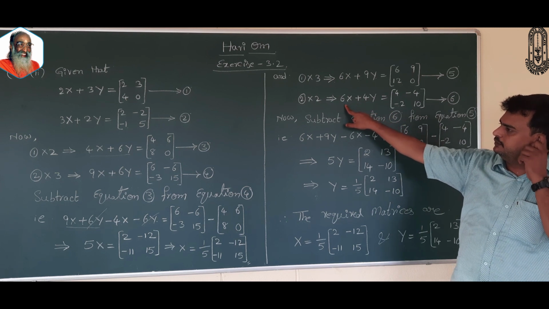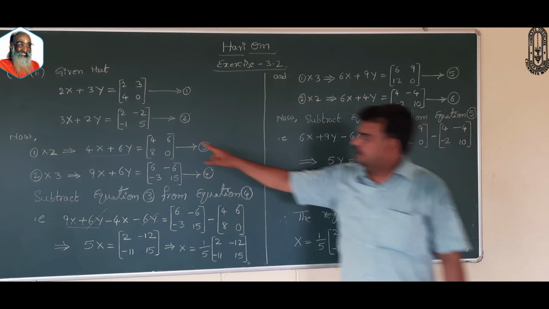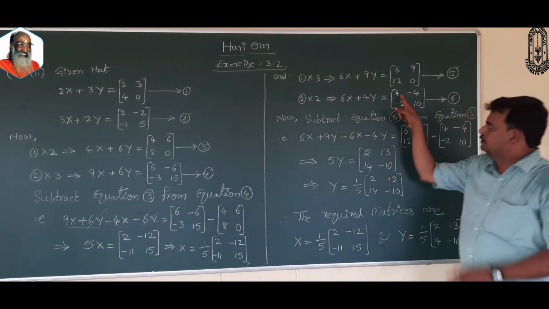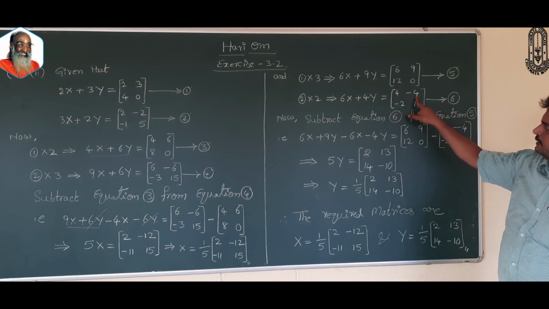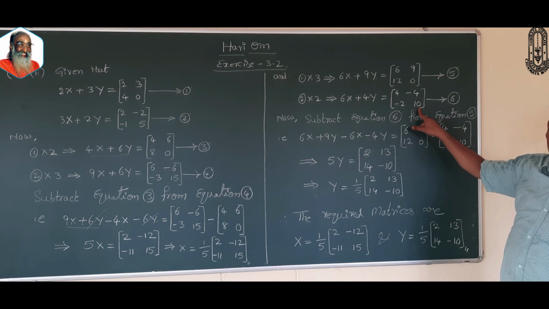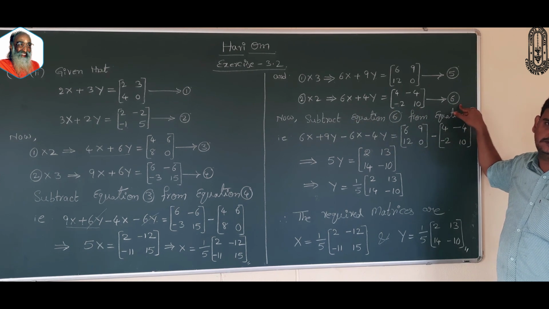When we multiply, we have 2 3s are 6x, 2 2s are 4y, and all the elements are going to multiply with 2. So we have 2 2s are 4, 2 into minus 2 is minus 4, 2 into minus 1 is minus 2, 2 5s are 10. The new equation we are considering as equation number 6.